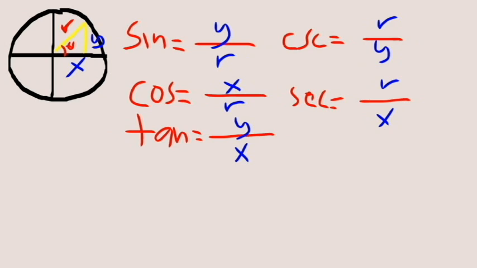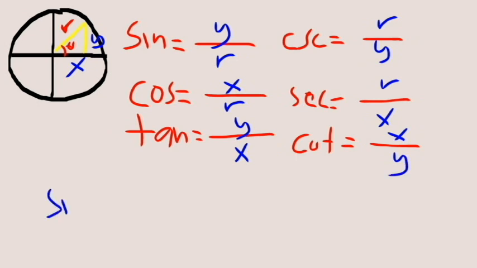Next, or last, is the cotangent. For cotangent, since it is the reciprocal of the tangent, and our tangent is y over x, our cotangent now is x over y.